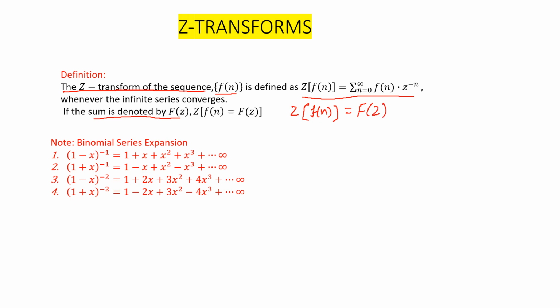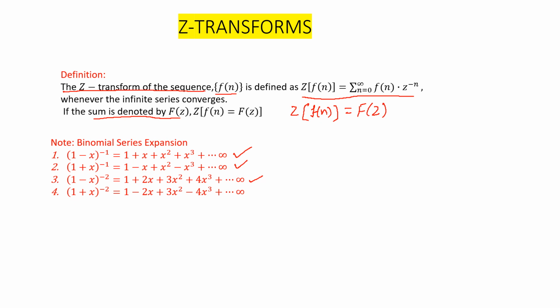Before going to the problem, you have to recall the binomial series expansion which we have learned in our previous videos. The first one, (1 minus x) to the power minus 1, is equal to 1 plus x plus x power 2 plus x power 3 up to infinity. Second one, (1 plus x) to the power minus 1, is equal to 1 minus x plus x power 2 minus x power 3 plus up to infinity.